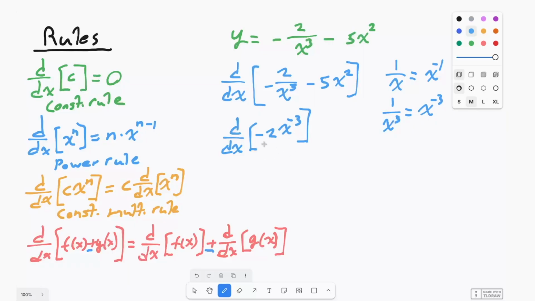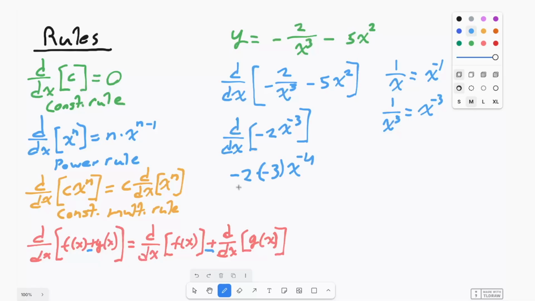Now we can take the derivative of this term. We have this negative 2. That's our constant. We're going to pull that constant out, and then we can simply do the power rule on this x to the negative 3. The negative 3 is going to come down and be multiplied by the constant, the negative 2 that we pulled out. So the negative 3 is going to come down, and then we're going to have x to the negative 3 minus 1. Remember, we subtract 1. So we have negative 4.